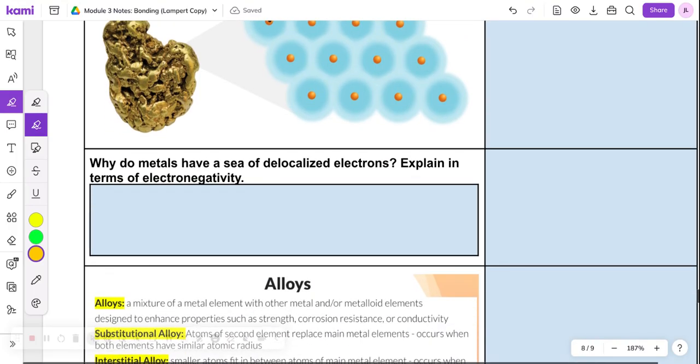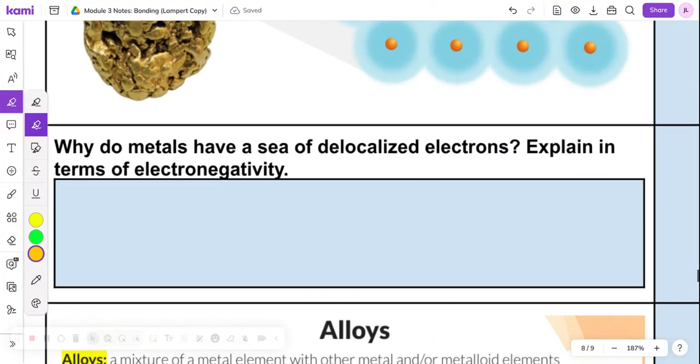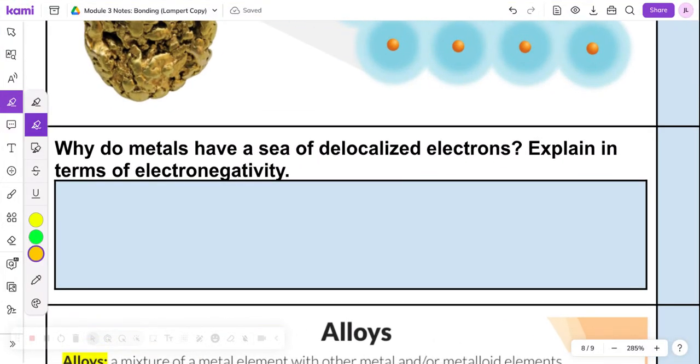Now, what I want you to try and think about next: why do metals have a sea of delocalized electrons? So electrons that are free to flow around and move, whereas in a non-metal atom, the electrons are not free to flow around and move. I want you to think about electronegativity as you come up with an explanation. So go ahead, pause the video right now, and once you have your answer, you can hit play again.